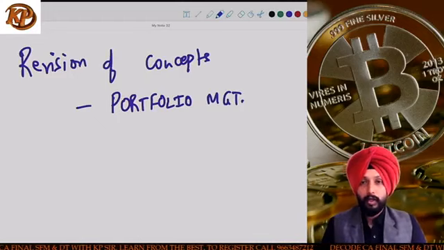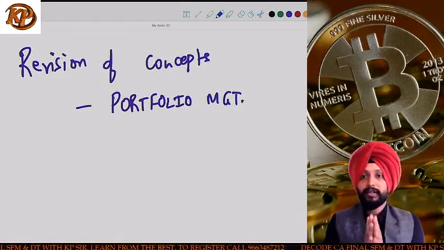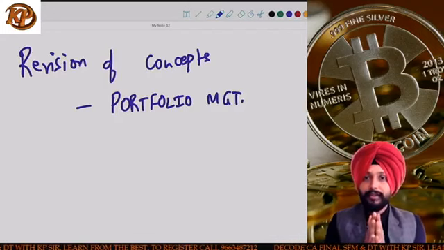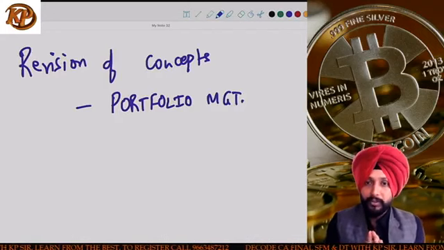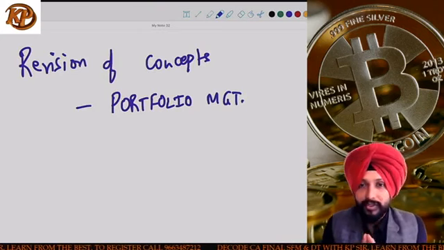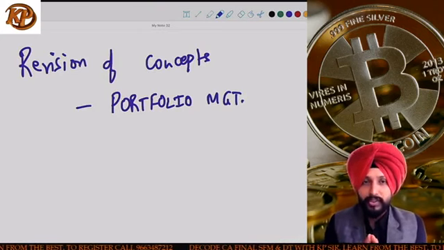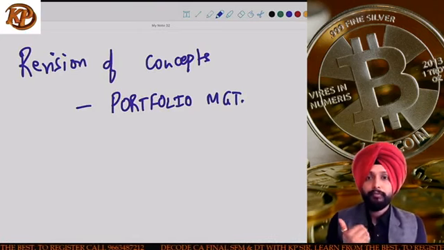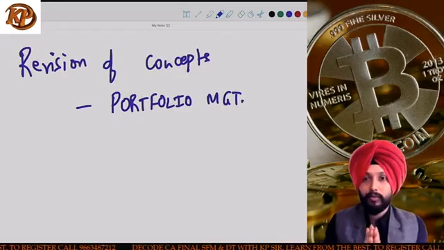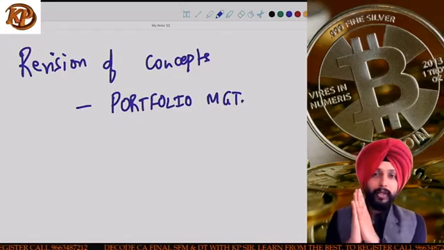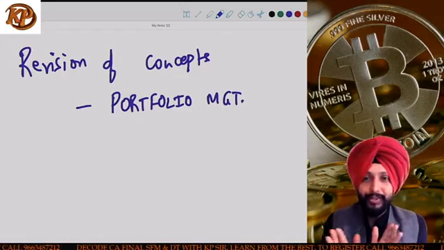So portfolio management. A disclaimer first of all, guys. If you are doing portfolio management for the first time, don't waste your 30-35 minutes. Don't waste your precious time. This is not for you. If you have not taken classes from me, I don't guarantee you will understand anything. I'm folding my hands, okay? I don't guarantee you will understand anything.